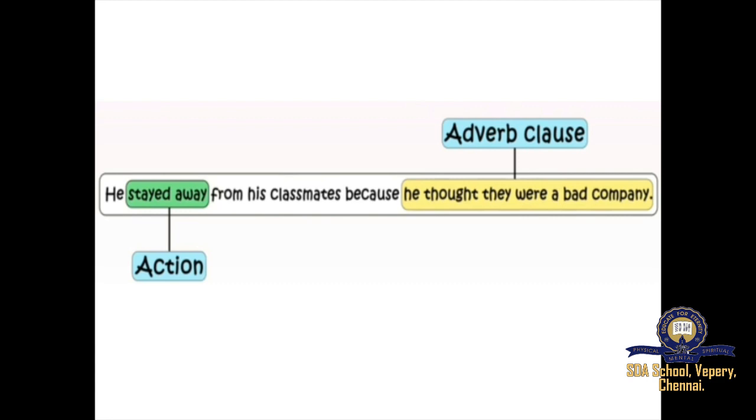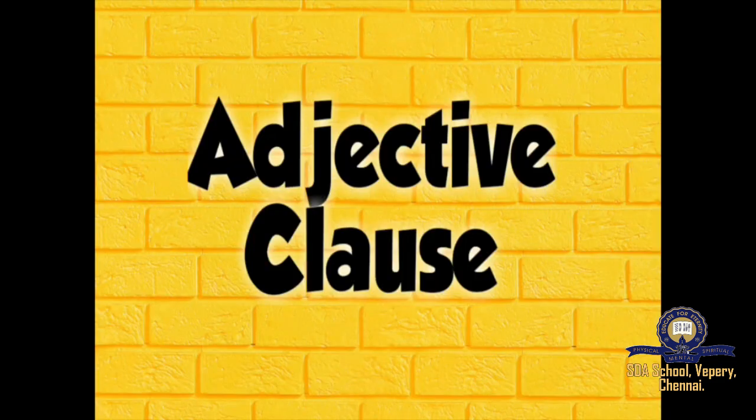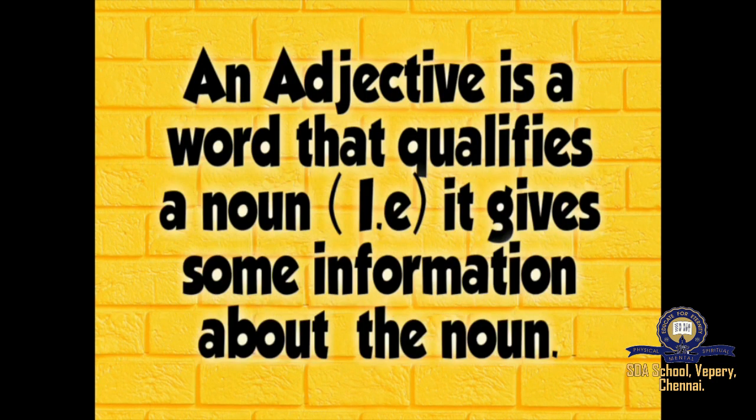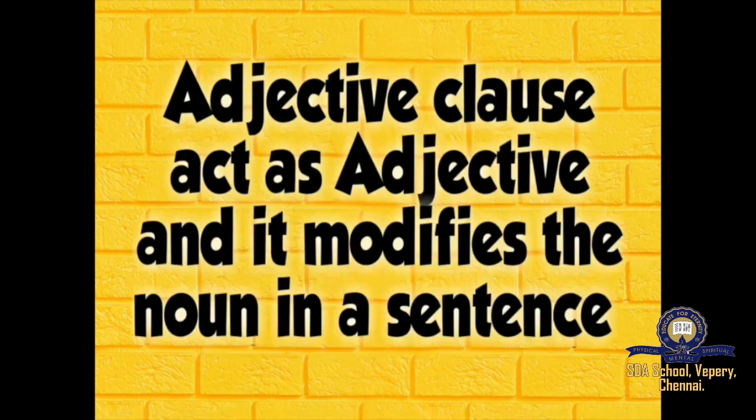Now let's move on to the third one, the adjective clause. First, let's see what an adjective is. An adjective is a word that qualifies a noun, that is, it gives some information about the noun. Now let's see what an adjective clause is. An adjective clause acts as an adjective and it modifies the noun in a sentence.